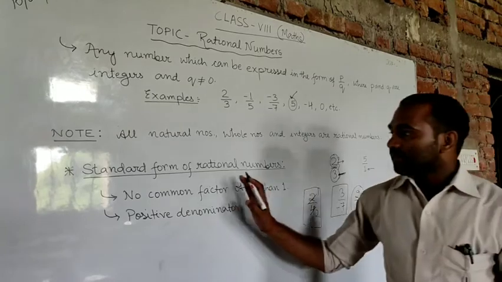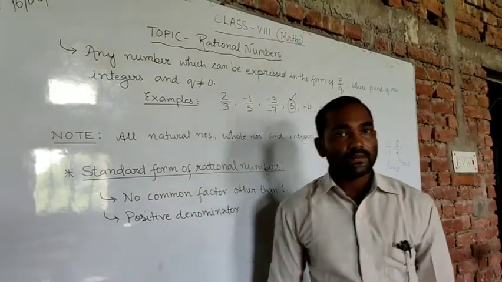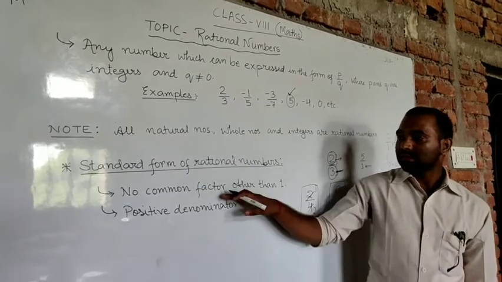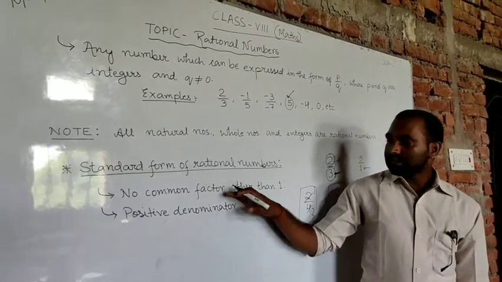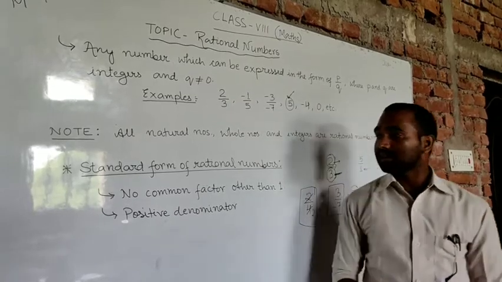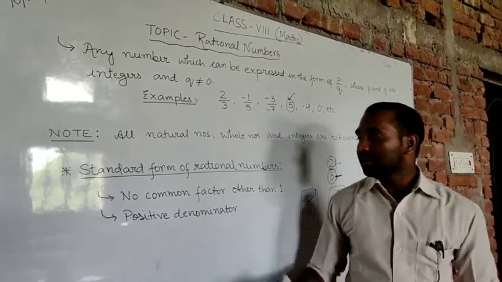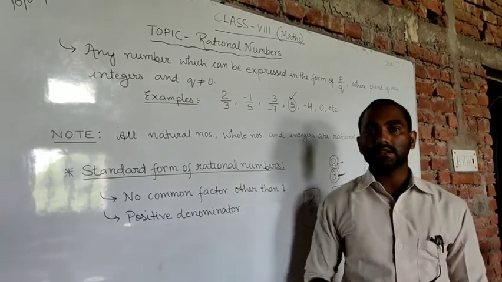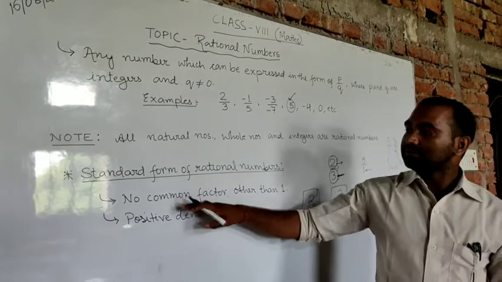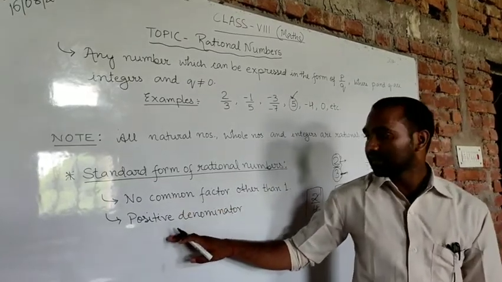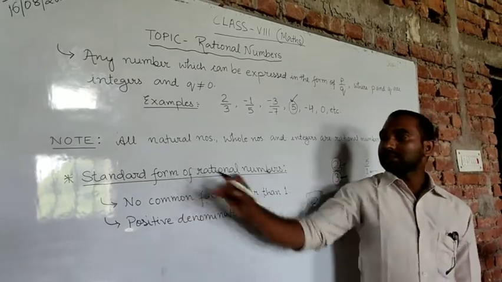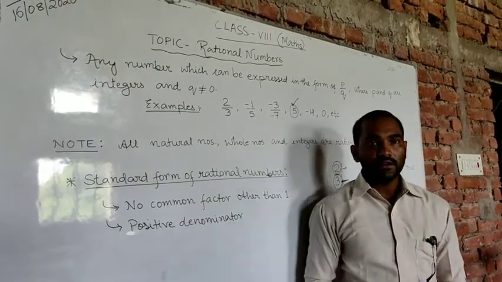So when any rational number is given, how can you say whether it is in the standard form or not? You have to check two conditions. Just look at the numerator and denominator. If they have a common factor other than 1, they are not in the standard form. If the denominator is negative, then it is not in the standard form. These 2 points should be kept in mind, and you can say whether a given rational number is in the standard form or not.